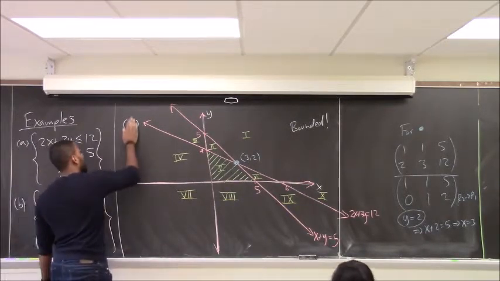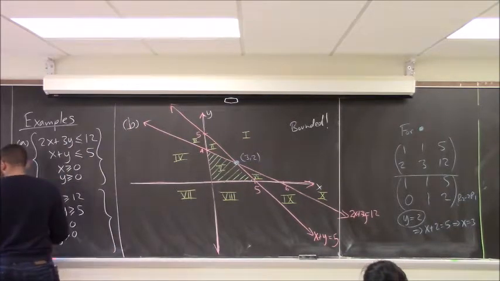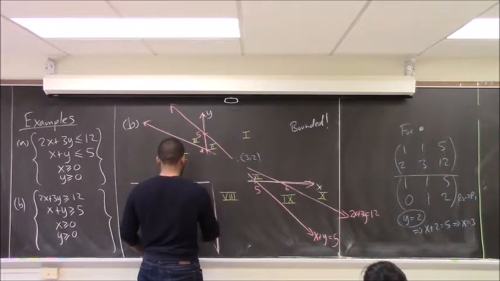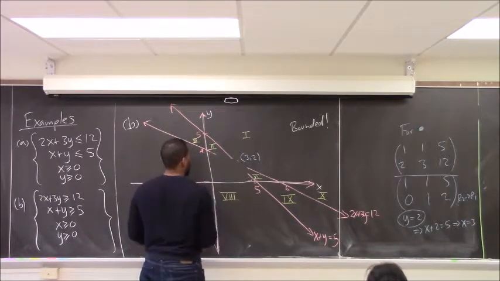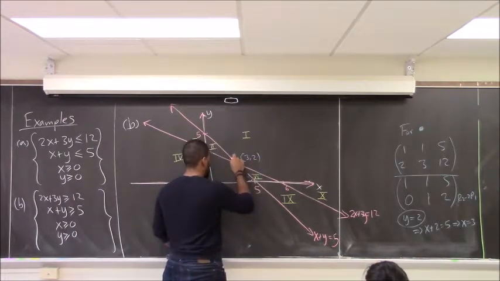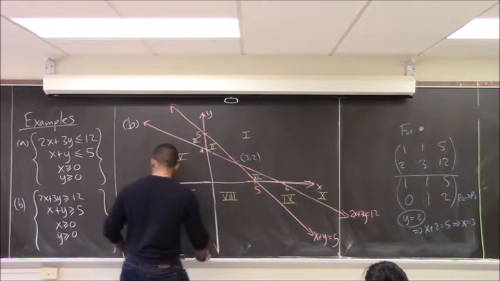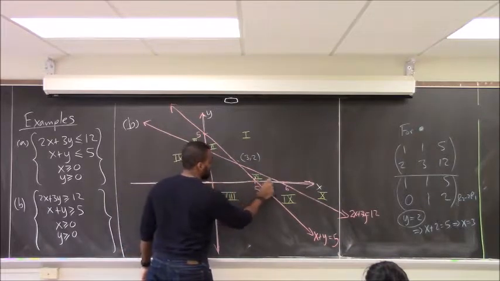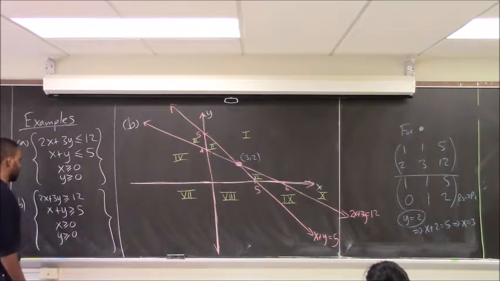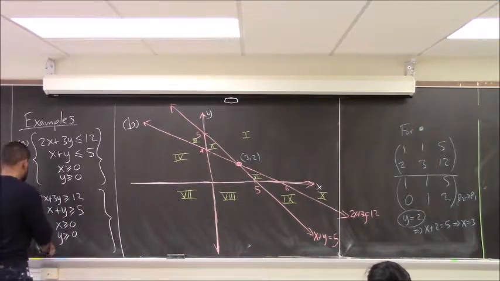Now, as for B, this says here, I want to be above both of those lines, and to the right of the y-axis, and above the x-axis. So what's the solution region now? Region 1 becomes the solution region in the second situation.